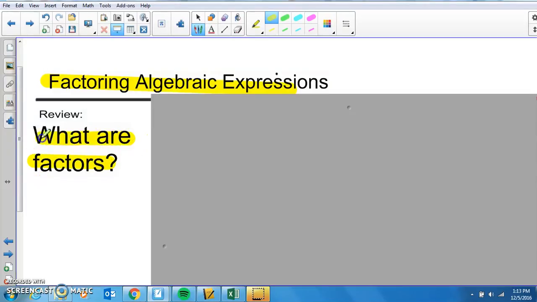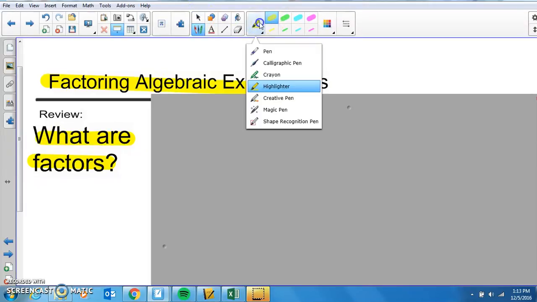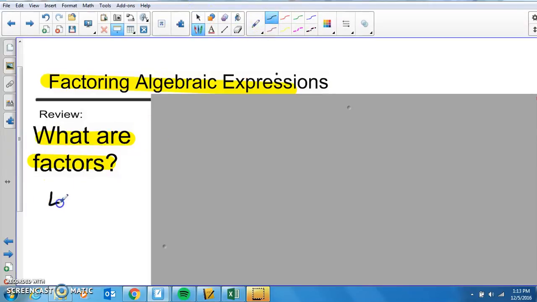Most of you know that when you multiply numbers together, for instance, if I was to multiply 5 times 3, we get 15. 15 obviously is the answer. That is called the product. The 5 and the 3, those are the factors. So when you multiply numbers together, the numbers that you multiply together are called factors.